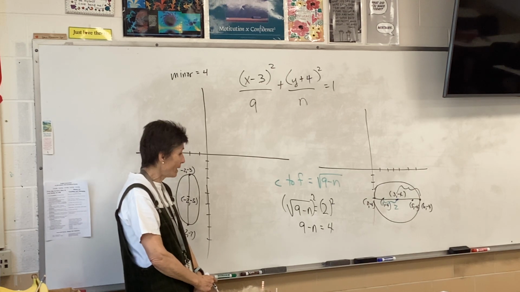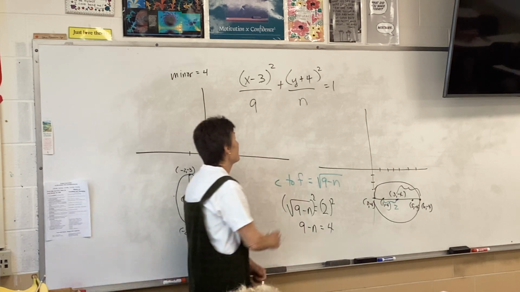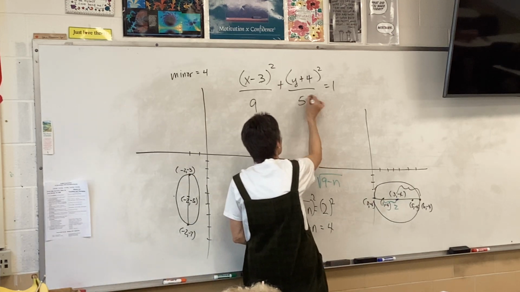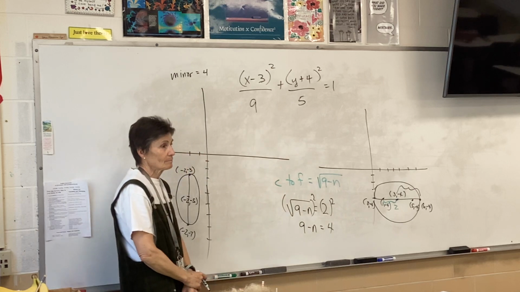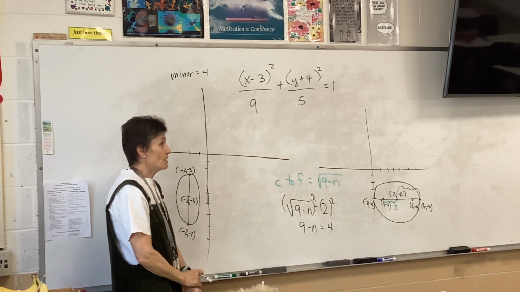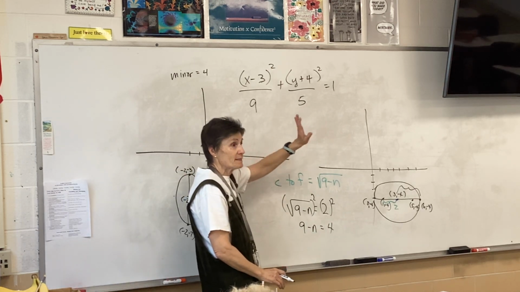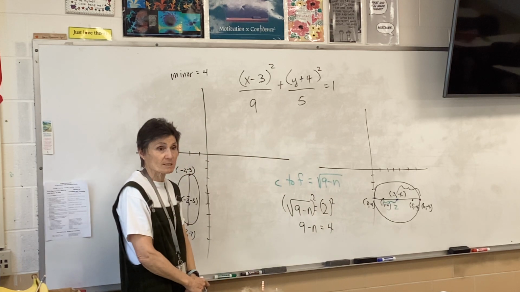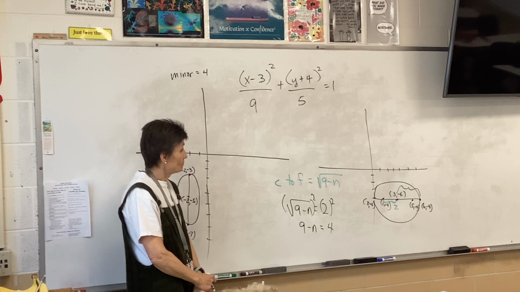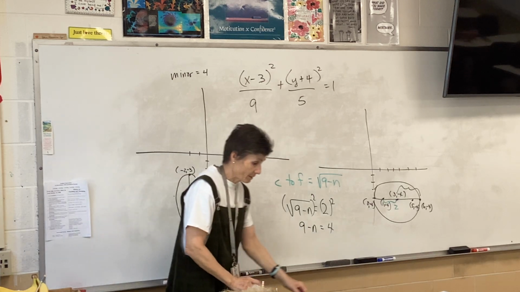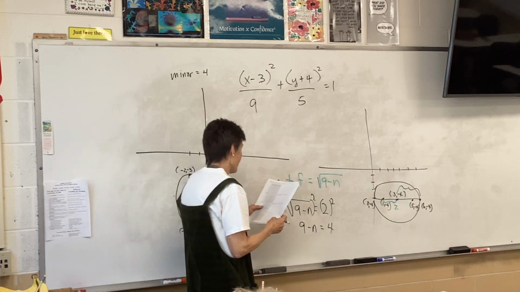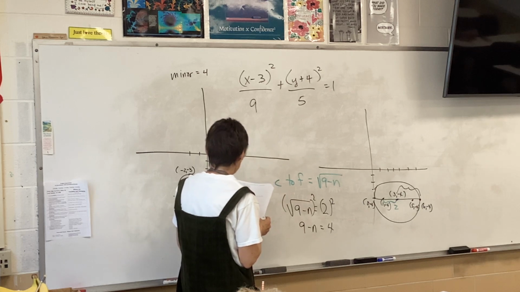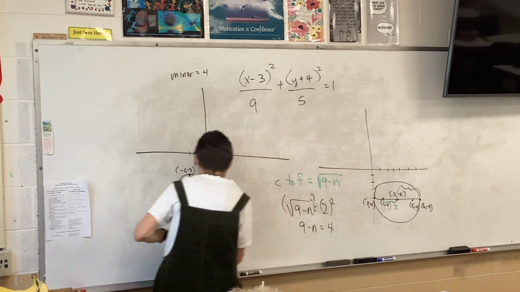Yoo-hoo! 9 minus what is 4? 5. There we go. That number is a 5. Now, I know that's not a perfect square, but it's no big deal because you're not graphing it, so don't worry about that. It turned out to be 5 for this equation. All right. What was that? That was h. All right, 2 more.